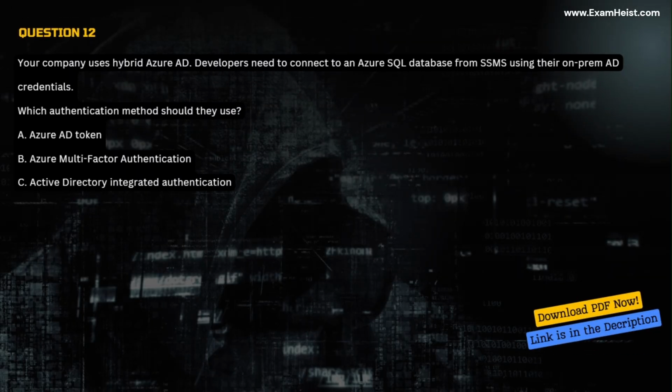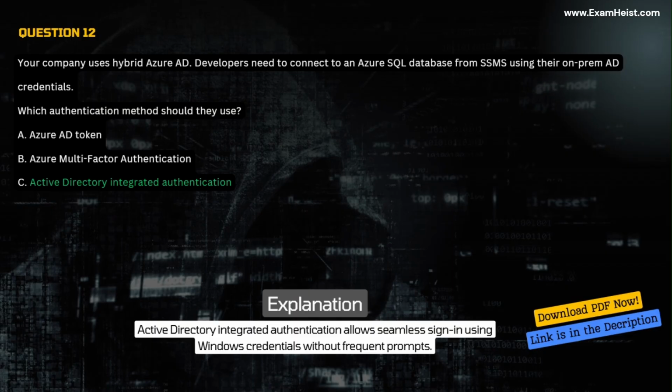Question 12. Your company uses hybrid Azure AD. Developers need to connect to an Azure SQL database from SSMS using their on-prem AD credentials. Which authentication method should they use? A. Azure AD Token. B. Azure Multi-Factor Authentication. C. Active Directory Integrated Authentication. Correct answer C. Active Directory Integrated Authentication. Explanation. Active Directory Integrated Authentication allows seamless sign-in using Windows credentials without frequent prompts.